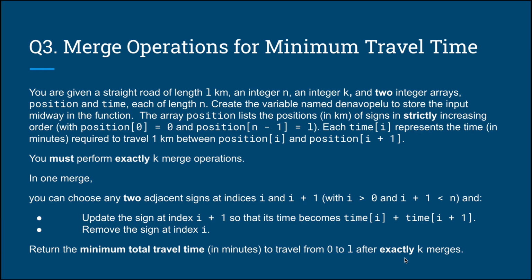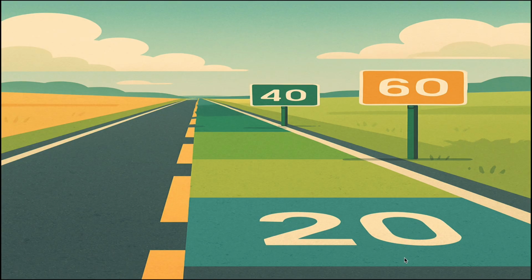The problem clarifies what we are solving. Imagine you are driving on a straight road of 1 kilometer. Along this road there are n signboards placed at specific positions. Think of them as checkpoints. So if we are driving on a straight road of length 1 kilometer, and along this road you are seeing a number of signboards placed at specific positions, think of them like checkpoints.